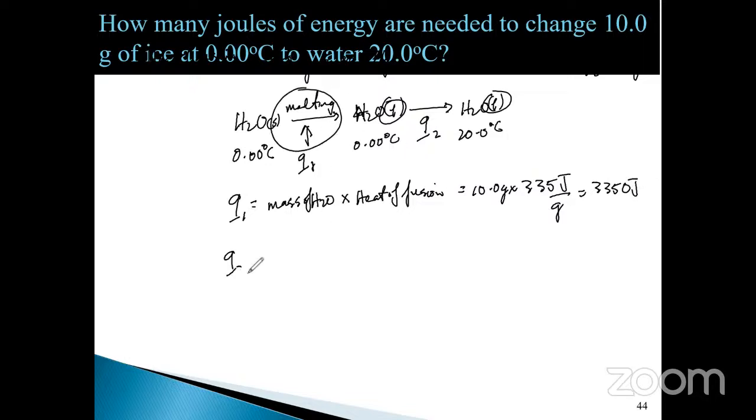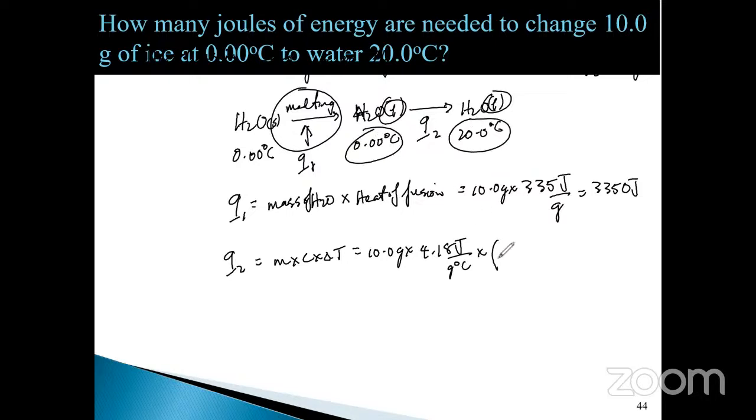And then for the other part, the equation that we're going to use is one we met before: M times C times delta T. M is 10.0 grams, times C, the specific heat, if you remember, which is 4.18 joules per gram degree Celsius, times delta T, which is the change in temperature. What's the change in temperature? It's 20.0 degrees Celsius minus 0.00 degrees Celsius. And what does that give? Well, let's see.